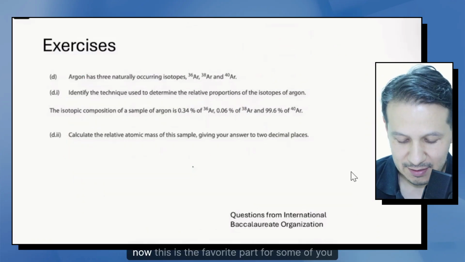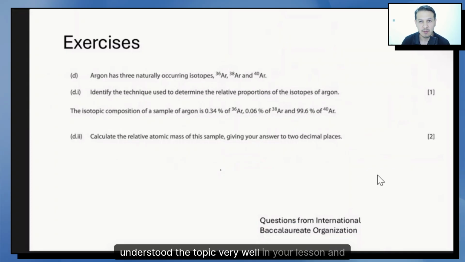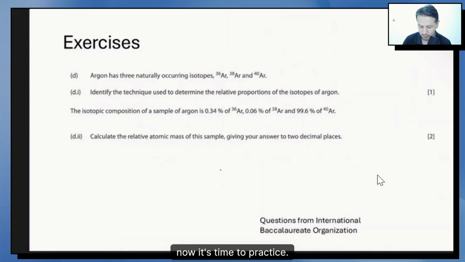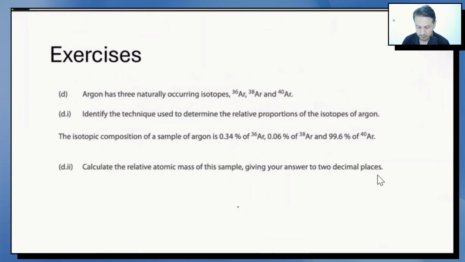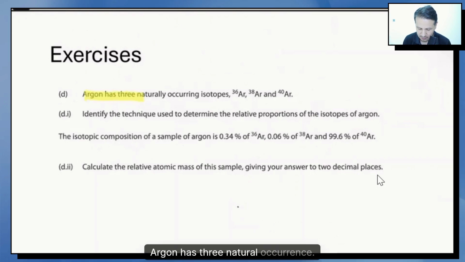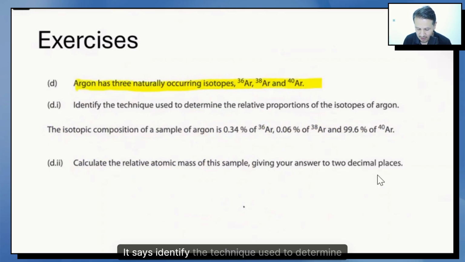Hey guys, now this is the favorite part for some of you, because you understood the topic very well in your lesson, and now it's time to practice. This is a question taken from a past paper from the International Baccalaureate Organization, paper 2. It says argon has three naturally occurring isotopes: argon 36, argon 38, and argon 40, meaning that we have different isotopes, right? The mass will be different, and the number of neutrons also will be different, because they have different mass. It says identify the technique used to determine the relative proportion of isotopes of argon.